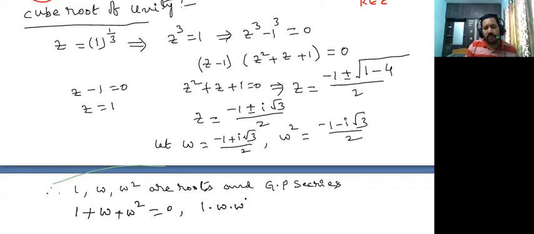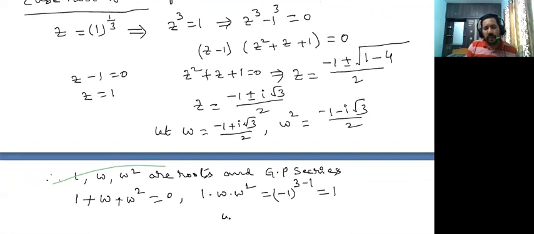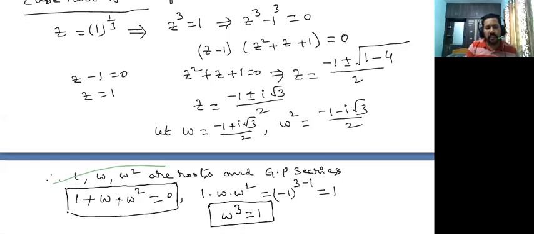Generally we know the formula. What is that? Minus 1 whole power n minus 1. Here n is 3, so 3 minus 1. That value should be 1, right? Finally, we will say that omega cube value is 1. Omega cube is 1, and 1 plus omega plus omega square is equal to 0. These are the two formulas, and remember them. What is omega? What is omega square? These values also remember.